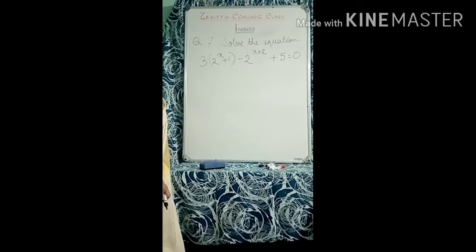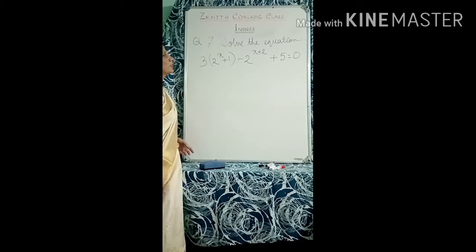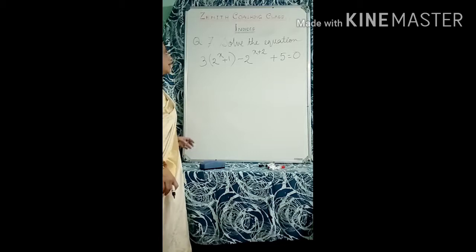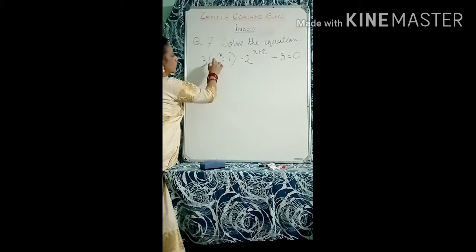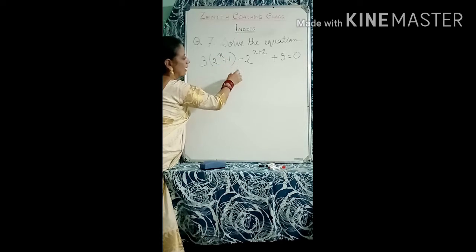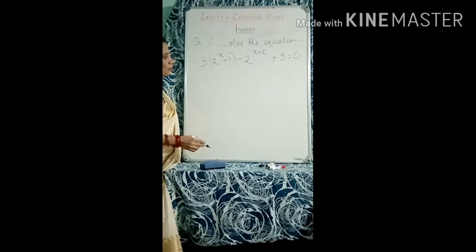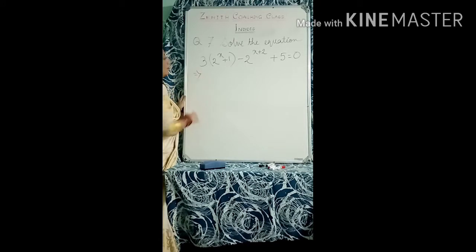The last sum for today's class is, you have to solve the equation. Okay, children, this is the last sum. So what is the equation? 3 first bracket 2 to the power x plus 1 bracket close minus 2 to the power x plus 2 plus 5 equals to 0. That is, you have to solve the equation and find the value of x. Okay, so start करते हैं ये sum.